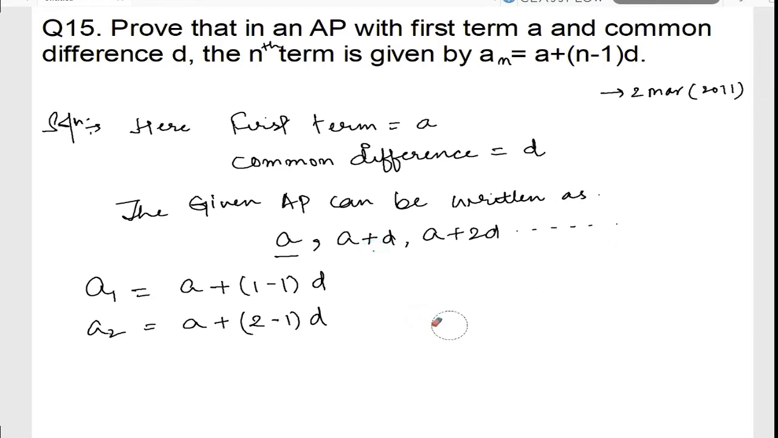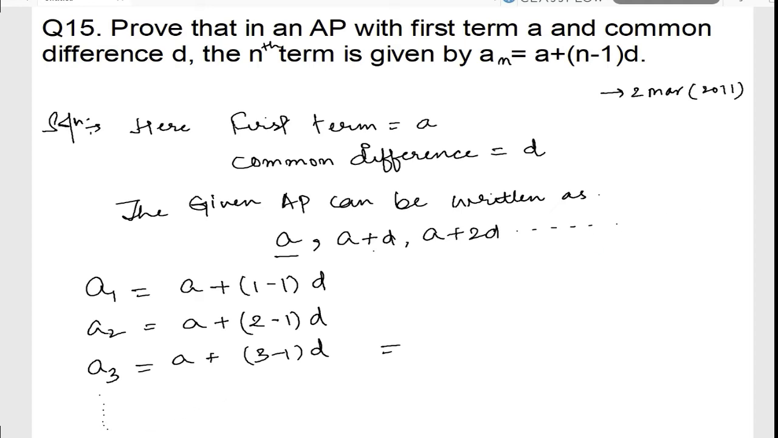Third, you can write down like this again. a3 will be equal to a plus (3 minus 1) d, right? So a plus 3 minus 1 is 2, so a plus 2d. Okay, so on. I can keep writing like this, and it will go on.